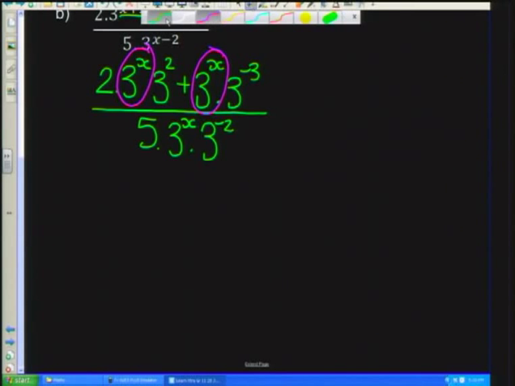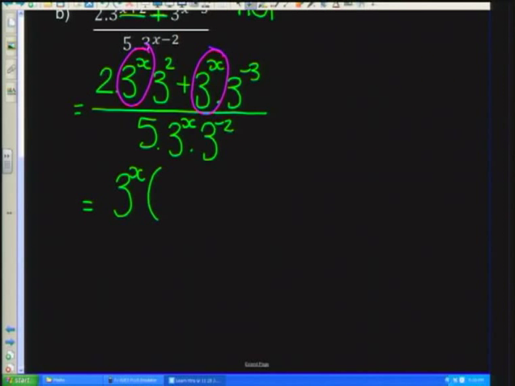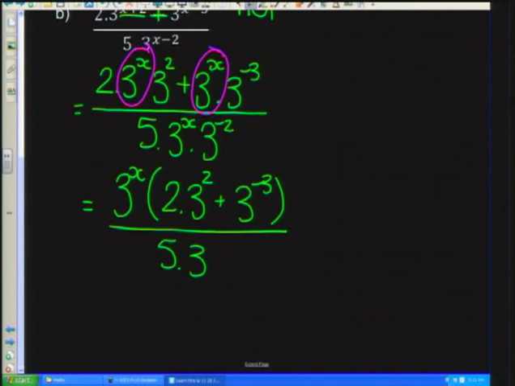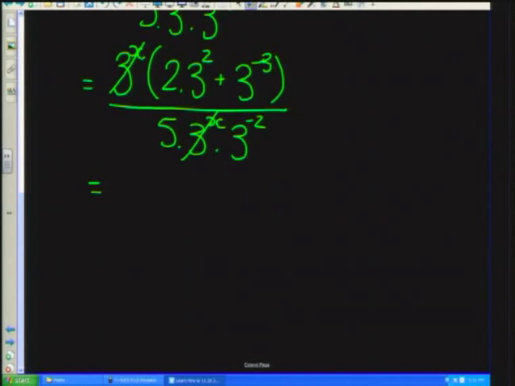So, doing that, if I've got 3 to the x, let's put our equal signs here, that's going to leave us with 2 times by 3 squared plus 3 to the negative 3, and we're sitting at everything over 5 times by 3 to the x times by 3 to the negative 2. Okay? And those will cancel each other out. Okay, so we can all see how that works.